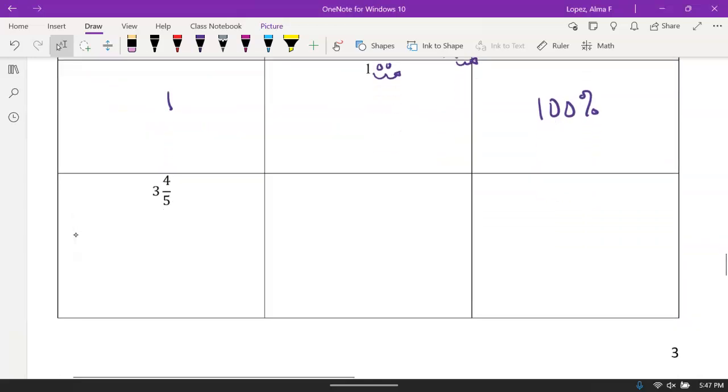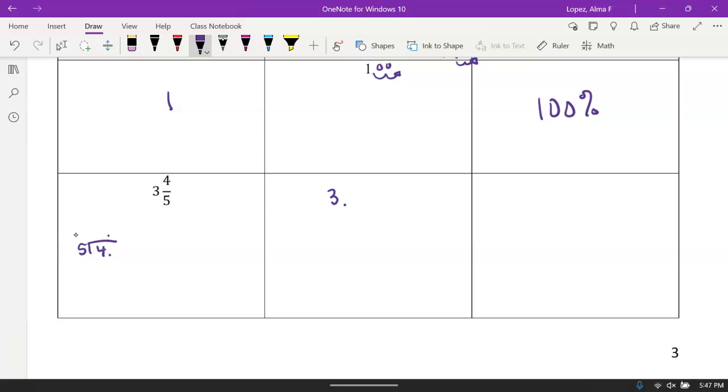All right, almost finished. Let's do this. 3 4/5. The way he's written, so I'm going to rewrite him. The whole part I'm okay with. It's the fraction part. I'm going to have to do long division.